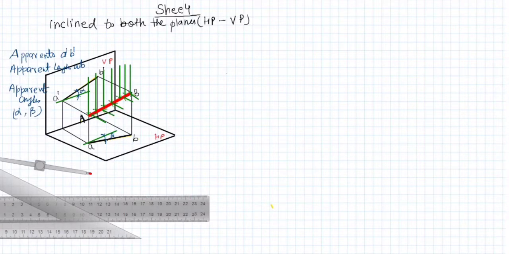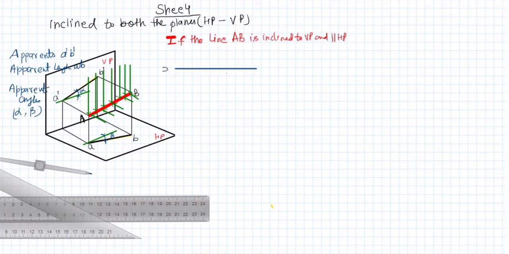So let me just write it. First, if the line AB, the original line AB, is inclined to VP and parallel to HP, how will its projection look? I am just drawing that. This is the XY, for example. This will be the inclination of the line. This will be the top view and this will be the front view of the line. Of course, its true length will be measured by the length AB. Okay, I hope it is clear.